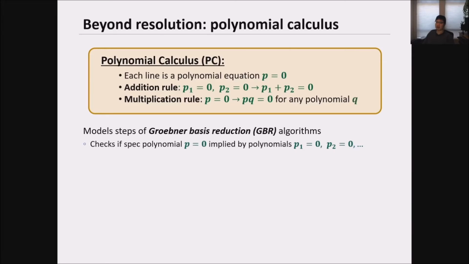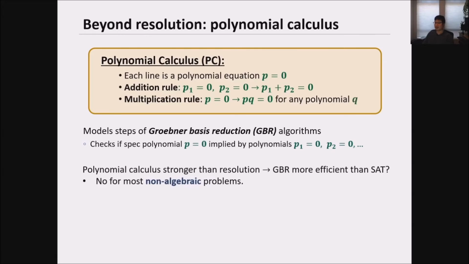This proof system originated in order to model the steps of Gröbner basis reduction algorithms. These are algorithms that, given a specification polynomial p, check whether this polynomial is implied by a list of constraint polynomials, p1, p2, and so on. You might think that since polynomial calculus is stronger than resolution, Gröbner basis reduction should be more efficient than SAT. It turns out the answer is no for most non-algebraic problems, especially when there's bit level or Boolean type reasoning involved. SAT solvers are just orders of magnitude more efficient than Gröbner basis reduction.